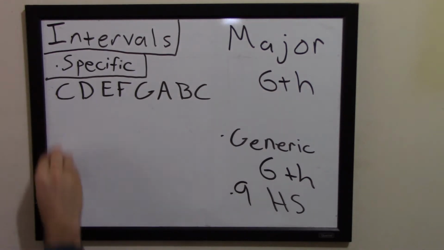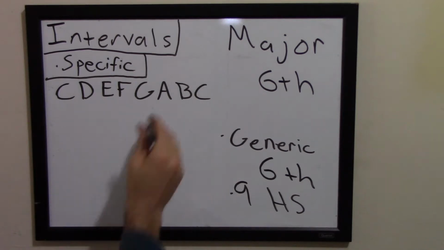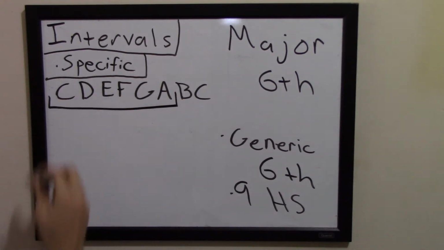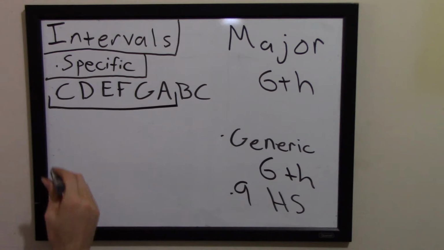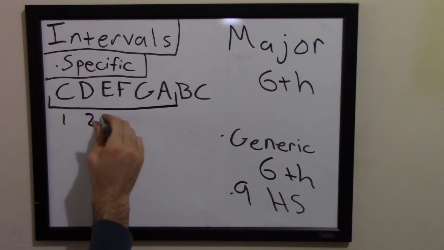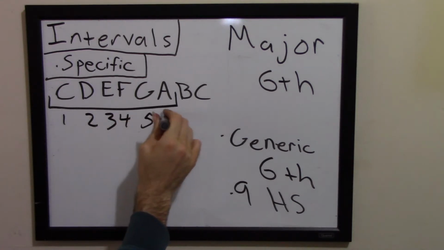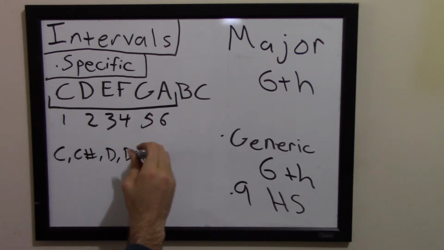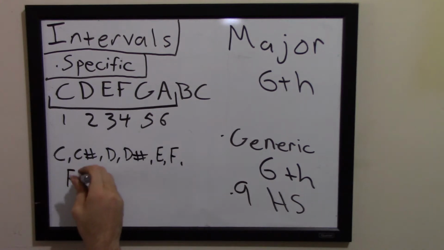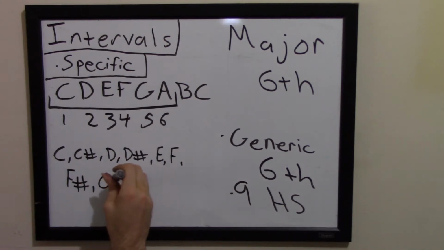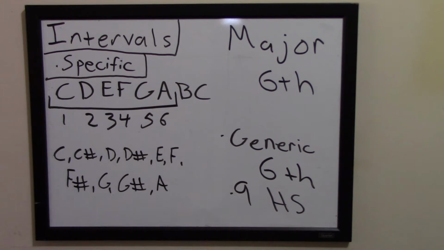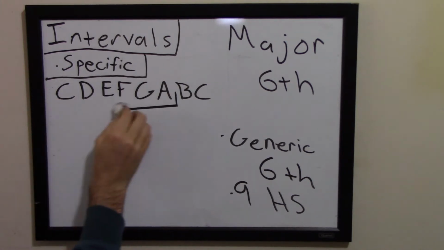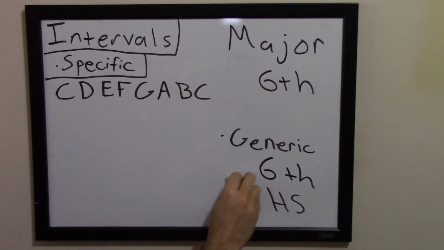In our C major example, you have C and you have A. The distance between C and A is a generic sixth. So C, D, E, F, G, A: 1, 2, 3, 4, 5, 6. That's a generic sixth, and it consists of 9 half steps. C, C sharp, D, D sharp, E, F, F sharp, G, G sharp, A. So, a generic sixth that consists of 9 half steps is the distance between the first and sixth note of a major scale. In C, that's the distance between C and A.